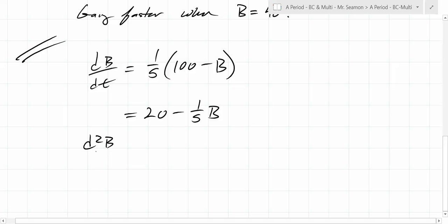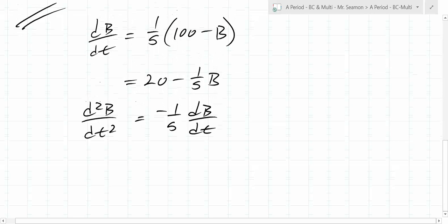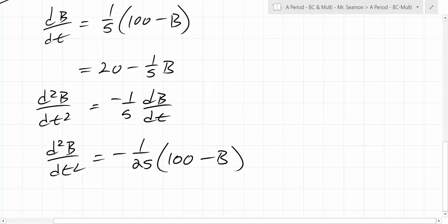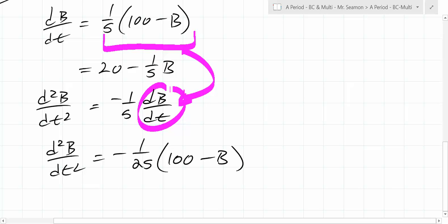So the second derivative with regards to time is going to be what? Negative 1/5 dB/dt. Hey, is this pretty much identical to the one we did last week? Pretty much, right? You need it in terms of b though, right? So it's going to be negative 1/25 times (100 minus b). Is that correct? You have to take this right here, and where do you plug it in? Right there. Okay, so we did b.